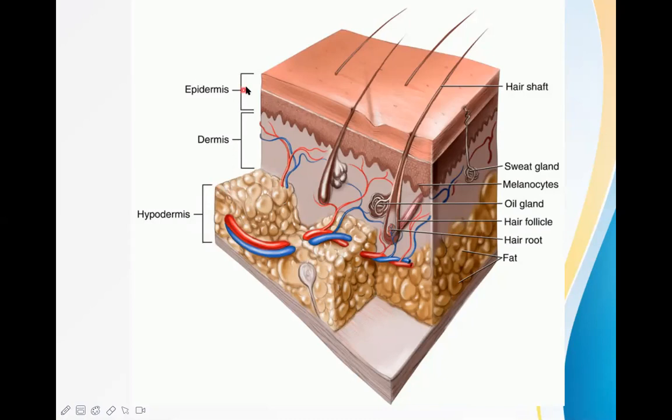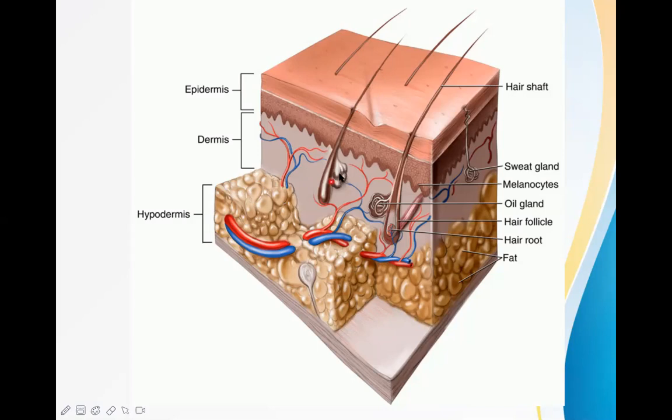So epidermis is the superficial part of the skin, deeper part is called dermis, and hypodermis is a subcutaneous layer. Now see this. These are called hair follicles. These hair follicles originate from the dermis and they come out in the epidermis and outside the skin.